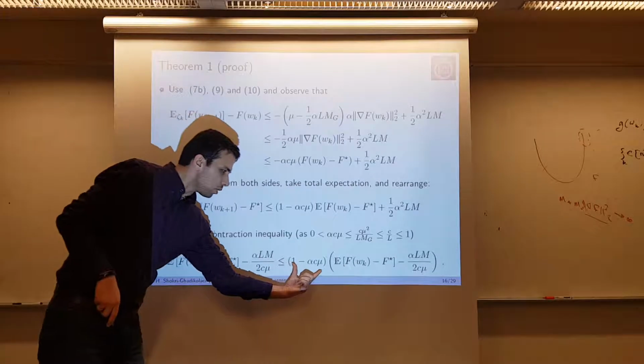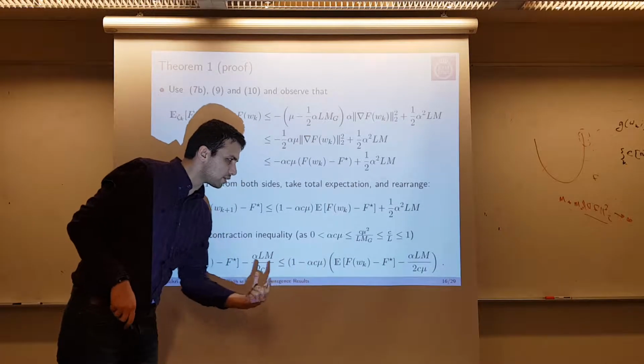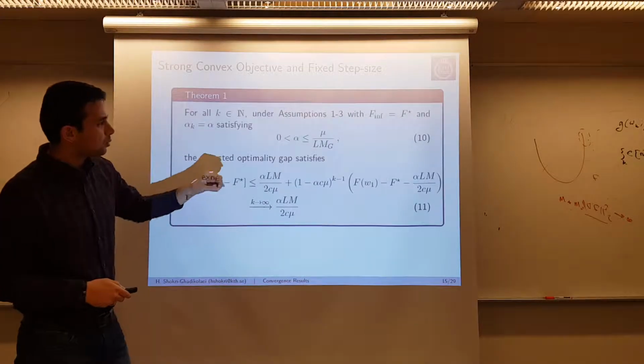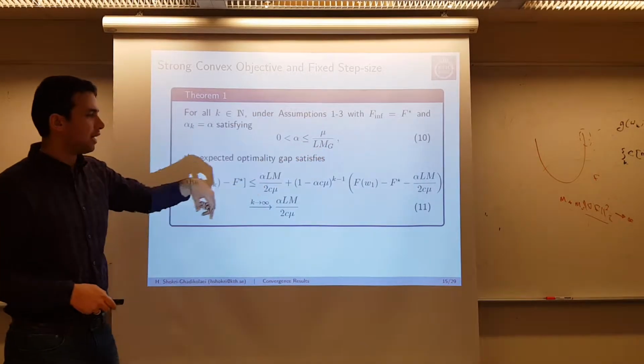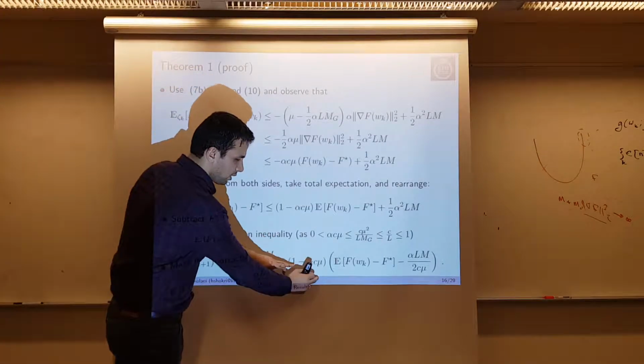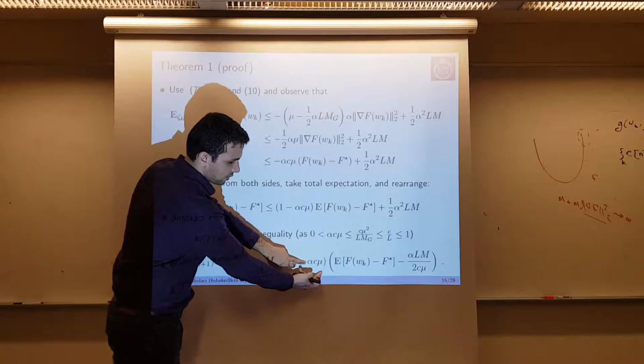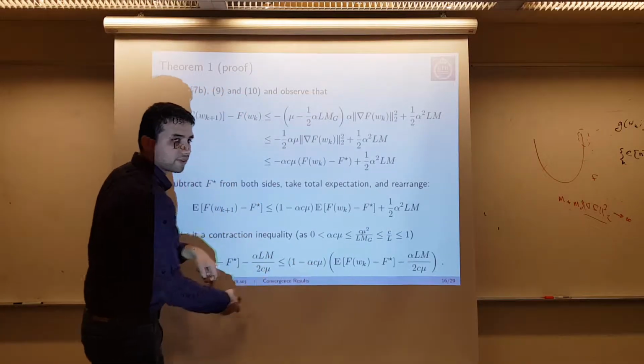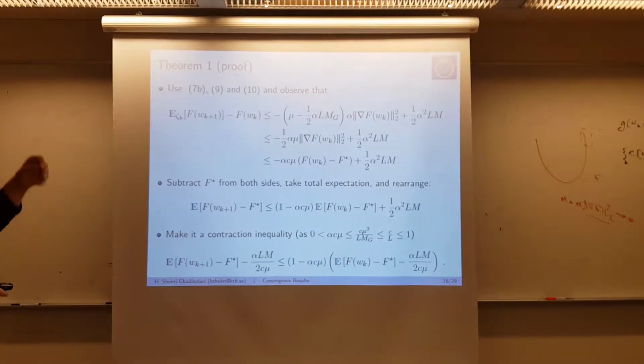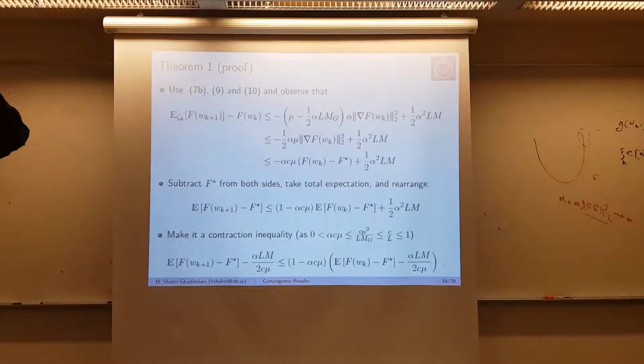Okay. Now this one, just to make sure that this is a contraction inequality, that's why you need to have this. So if you have that, then you can show that this whole thing here would be between 0 and 1. And that's it, essentially that's the whole proof.